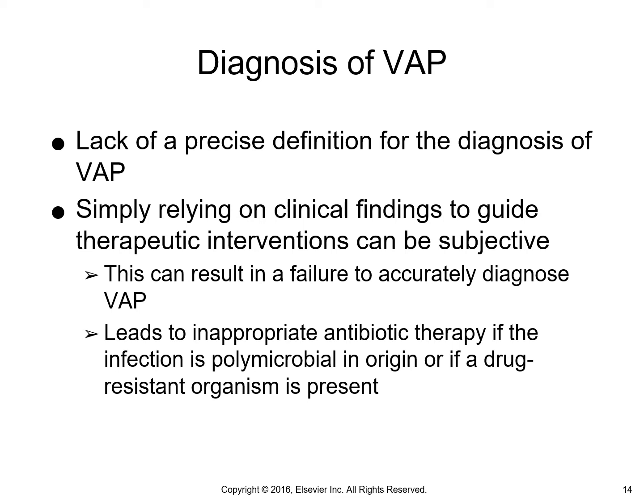There's a lack of a precise definition for the diagnosis of a VAP. This can result in a failure to accurately diagnose it and then lead to inappropriate antibiotic therapy. So that's why we make sure we're doing those protective brush specimens, so that we can treat the patient, be on the lookout for it, and track it. It has to do with Medicare reimbursement and all that stuff too.